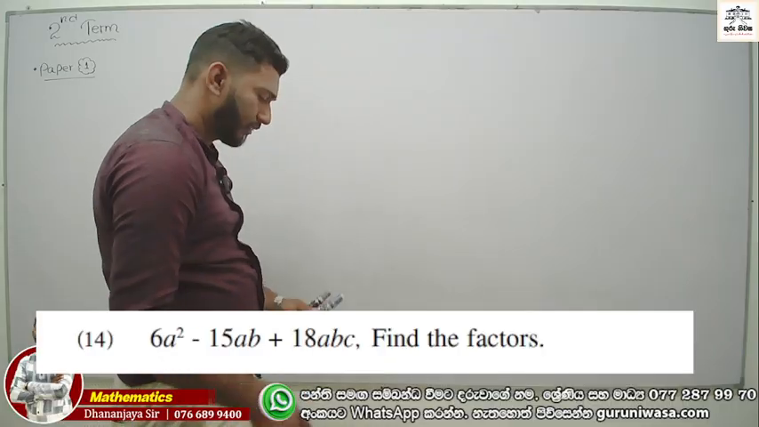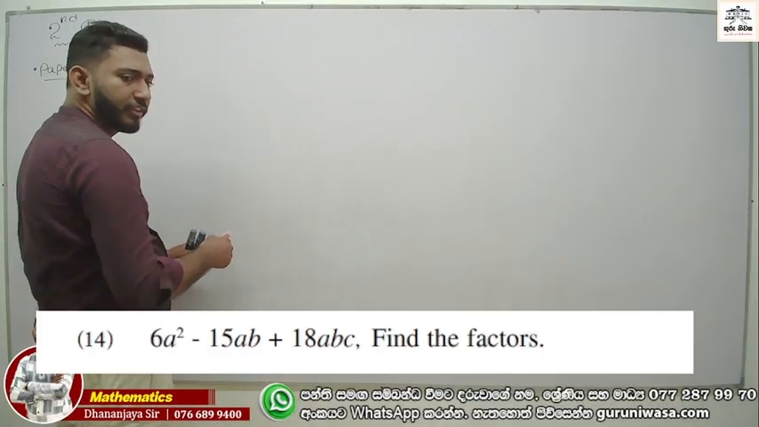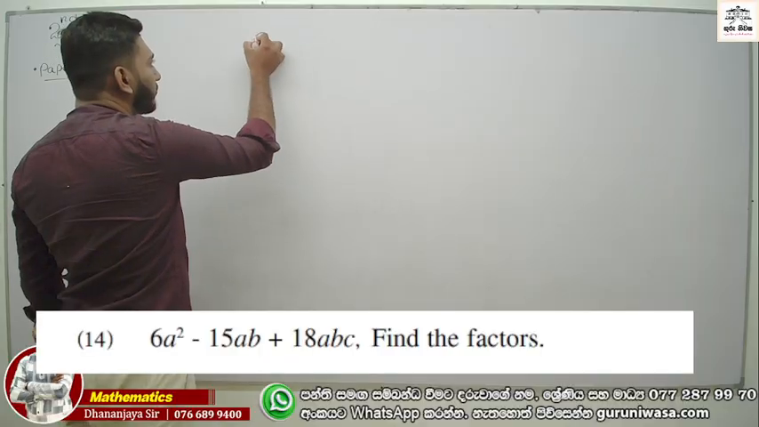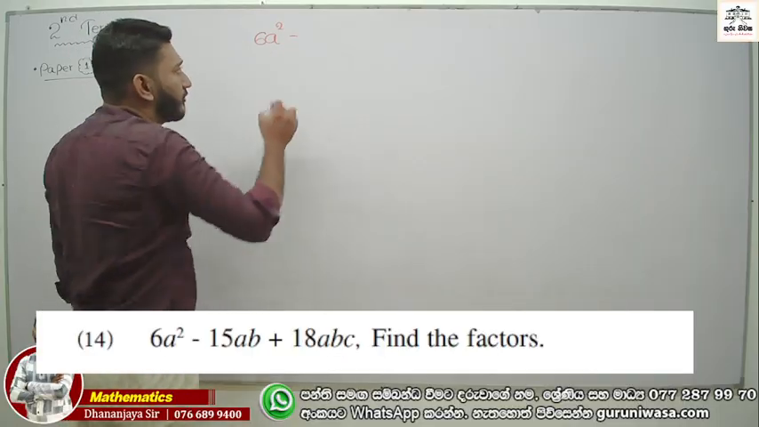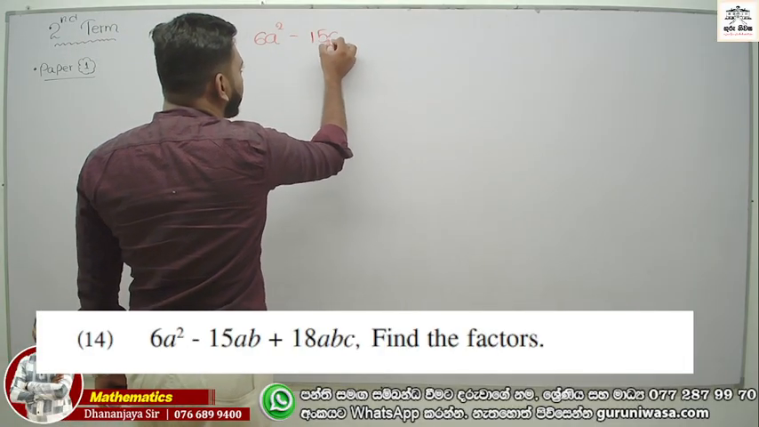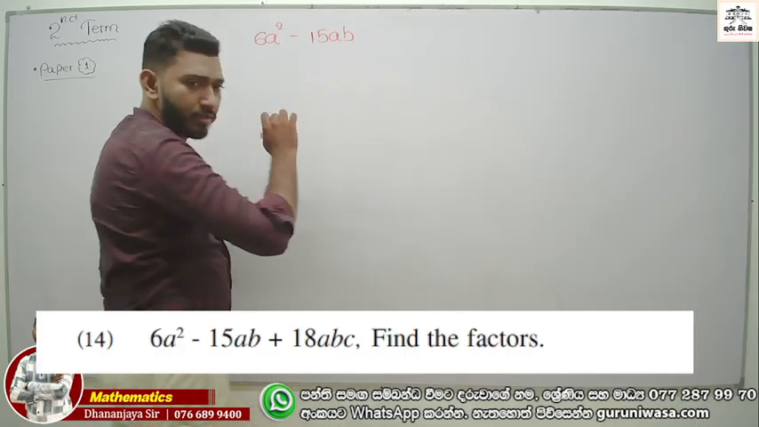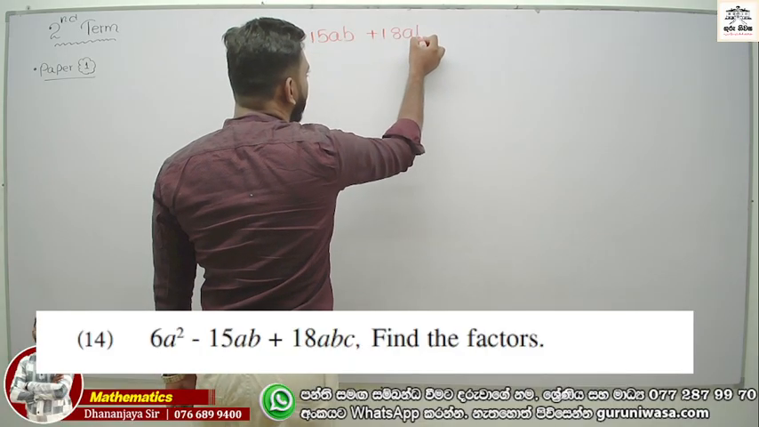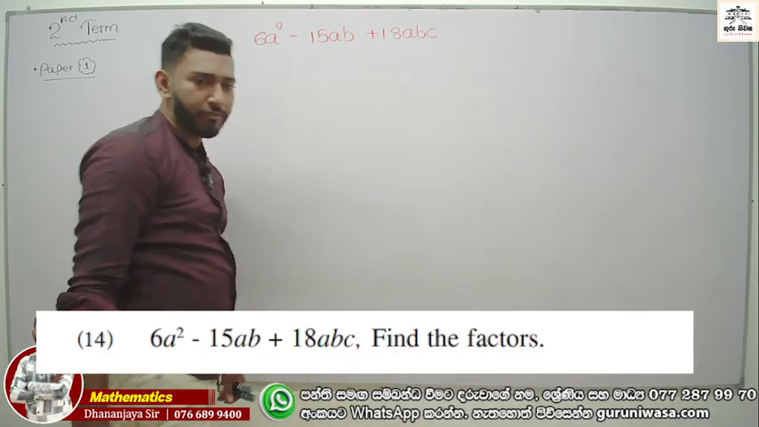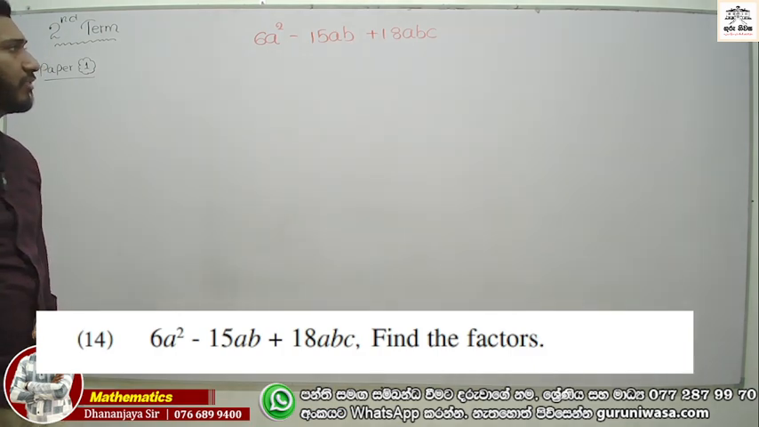Right. This one, 6a squared minus 15ab plus 18abc. Now, what is the question? Factorize, find the factors.